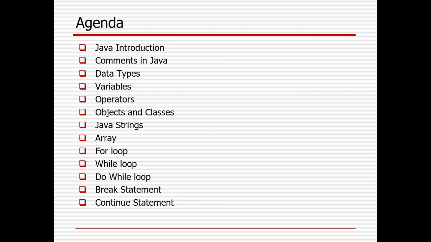So today I will cover what Java is all about, what comments are, what the data types, variables and operators in Java are, what objects and classes are, what Java strings are, what the different kinds of arrays in Java are, and then what the different kinds of loops available in Java are, like for, while and do while loops, and how we can control the loop with the help of the break and continue keywords in Java.